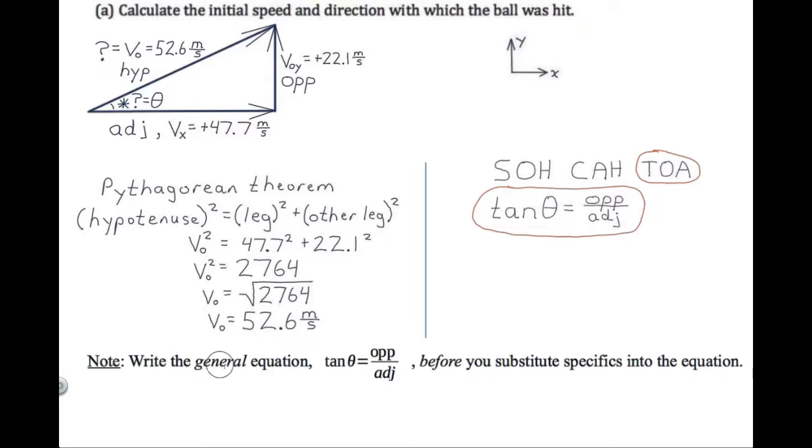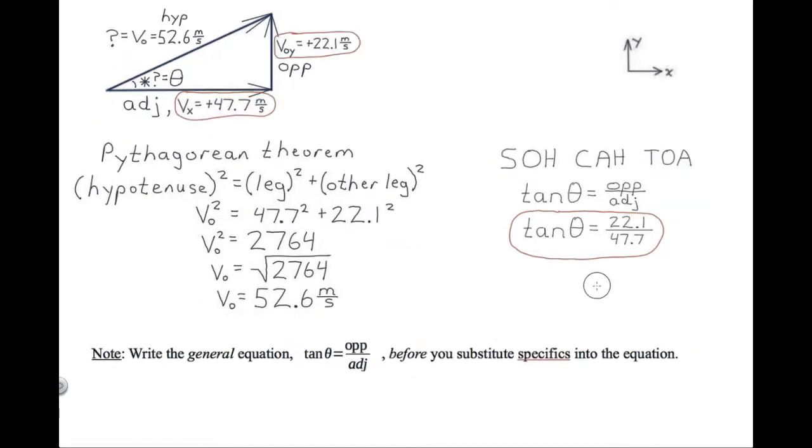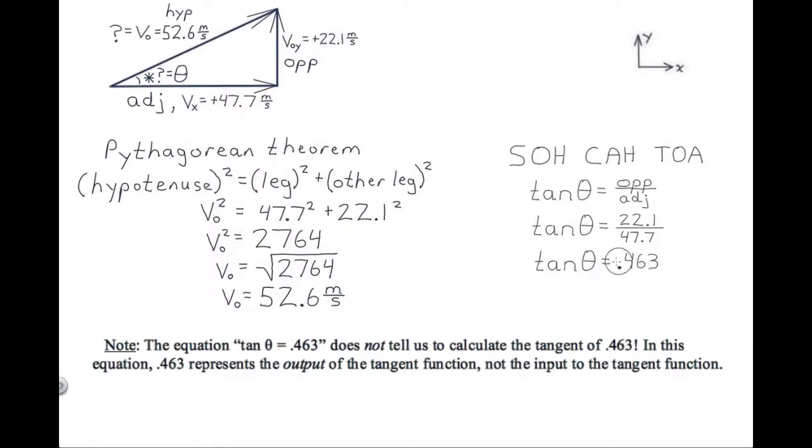First, write the general equation. TOA: tangent equals opposite over adjacent. Now we substitute specifics. The length of the opposite leg represents the magnitude of v sub 0 y, which we know is 22.1 meters per second. The length of the adjacent leg represents the magnitude of v sub x, which we know is 47.7 meters per second. Now, we're trying to solve this equation for the variable theta.